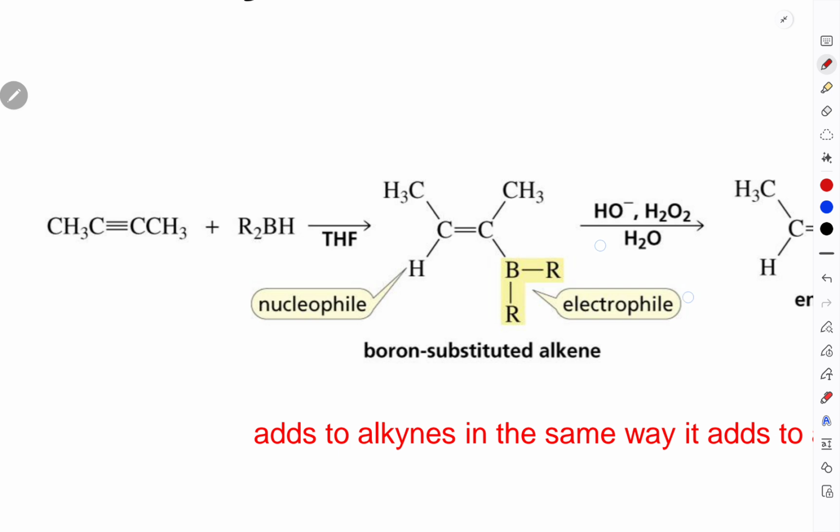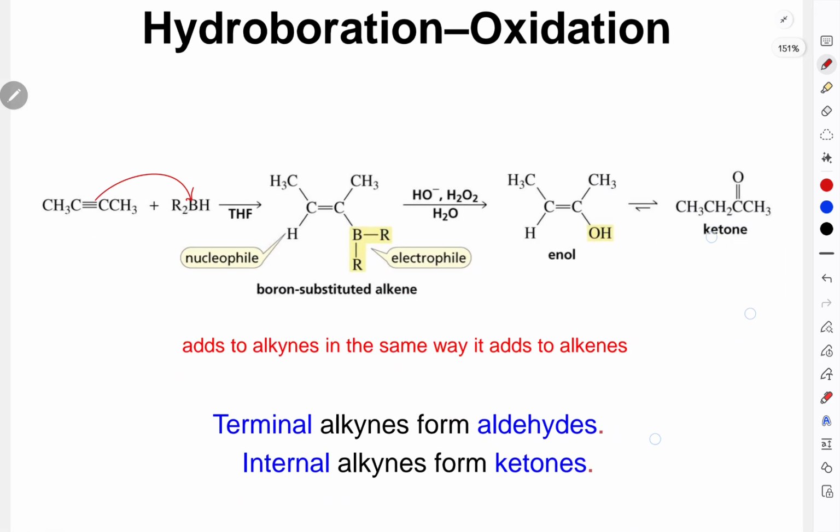So you can use this boron substrate R2BH, meaning this boron center has two R groups, the alkyl groups, as we discussed in the hydroboration reaction of alkene. One of the differences is using a triple bond instead of a double bond. So after hydroboration, you can expect this boron-substituted alkene to be given as a product, following the same reaction mechanism.